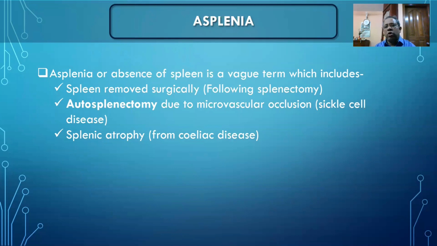Due to microvascular occlusion in case of sickle cell disease, the vessels are occluded by the sickle cells, so that the blood supply is impaired. Ultimately, the spleen becomes atrophied and vanishes, which is called autosplenectomy. And sometimes the splenic tissue becomes atrophied, which is common in case of celiac disease.